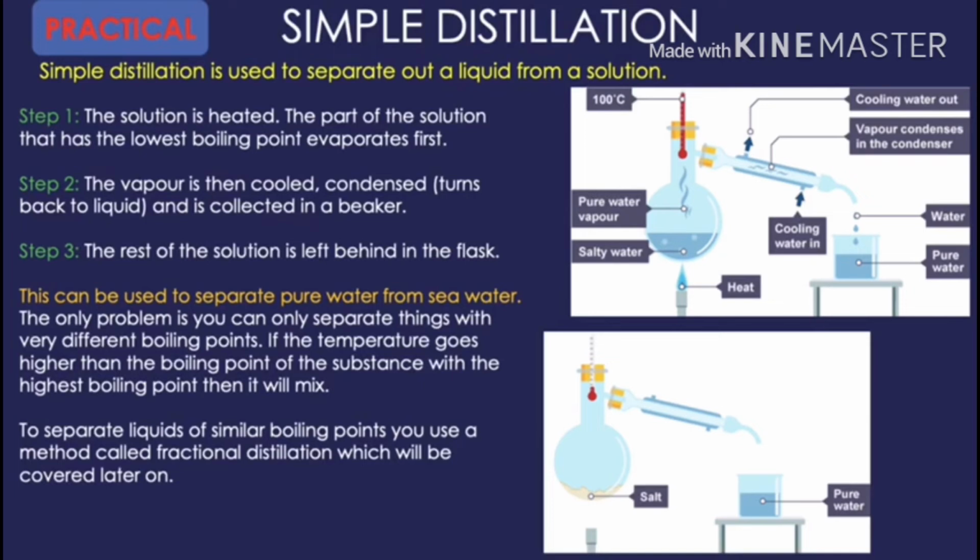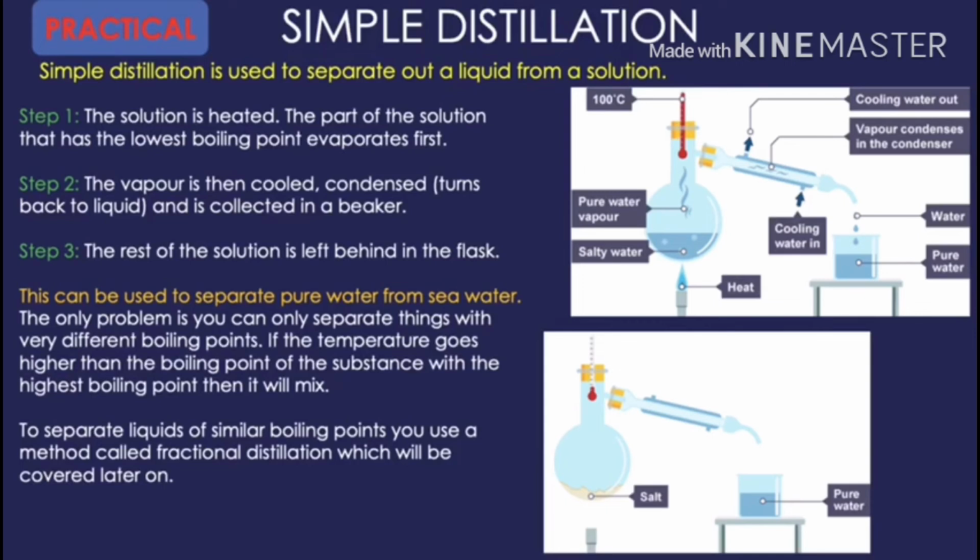The vapour is then cooled, condensed, and collected into a beaker as shown in the diagram. The rest of the solution is left behind in the flask. So this can be used to separate pure water from seawater. The only problem with this separation technique is that you can only separate things with very different boiling points.